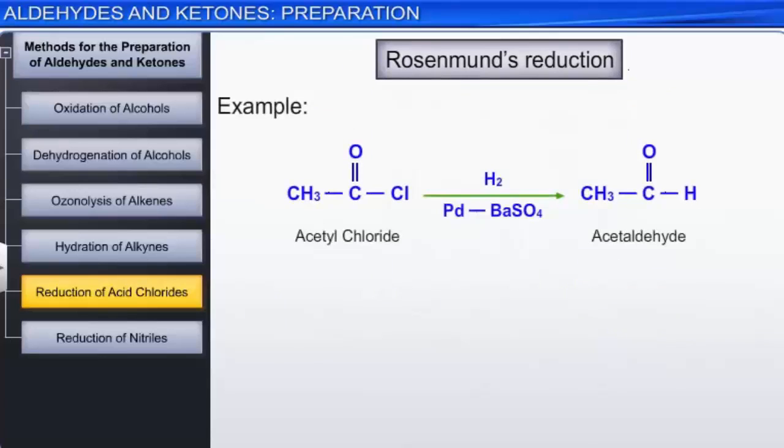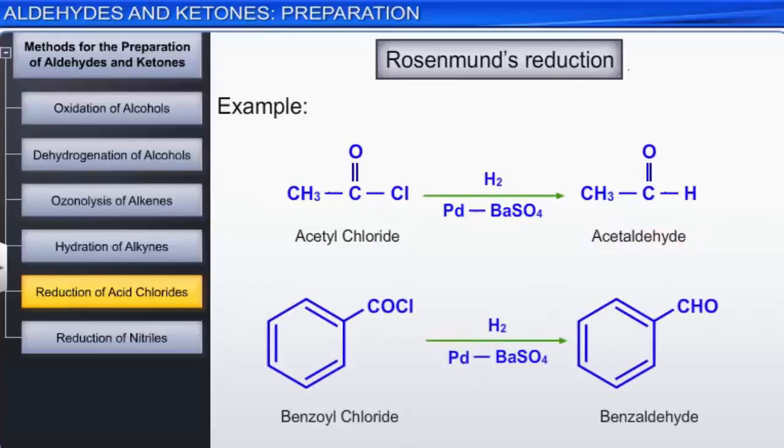For example, adding hydrogen to acetyl chloride in the presence of palladium on barium sulfate in quinoline yields acetaldehyde. Similarly, Rosenmund's reduction of benzoyl chloride gives benzaldehyde.